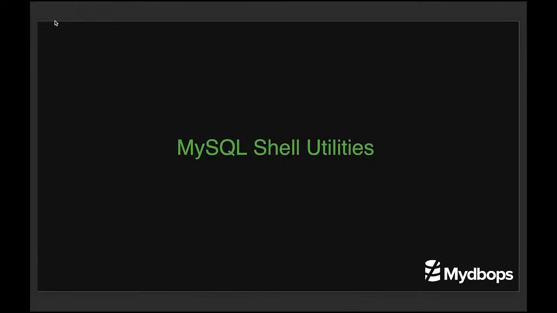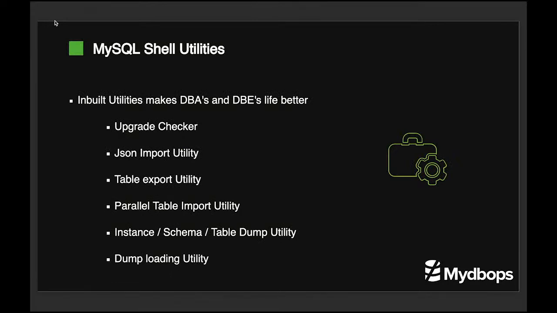MySQL Shell utilities. MySQL Shell has inbuilt utilities, which serve different purposes. One of the first and foremost utilities, which came in 8.0.13, is the upgrade checker utility. Hope most of you might have used it for your DB upgrades. And there are many more, like the JSON import utility, table export, parallel table import, or schema dumps. You can dump the whole instance or a schema or a table level. The table level was introduced in 8.0.22, and to load them back, that's the dump loading utility.